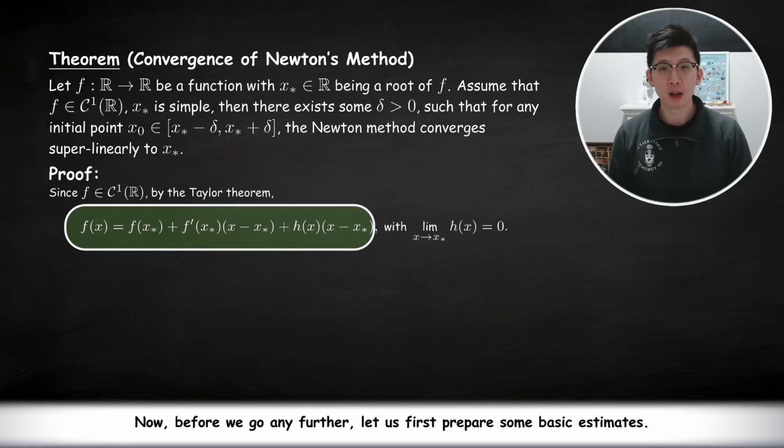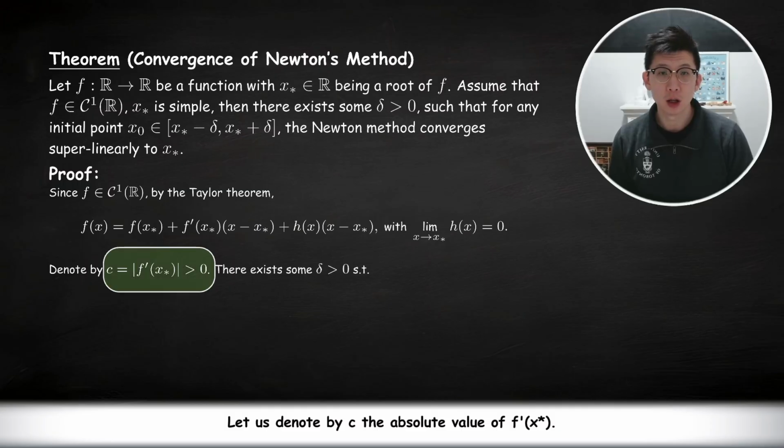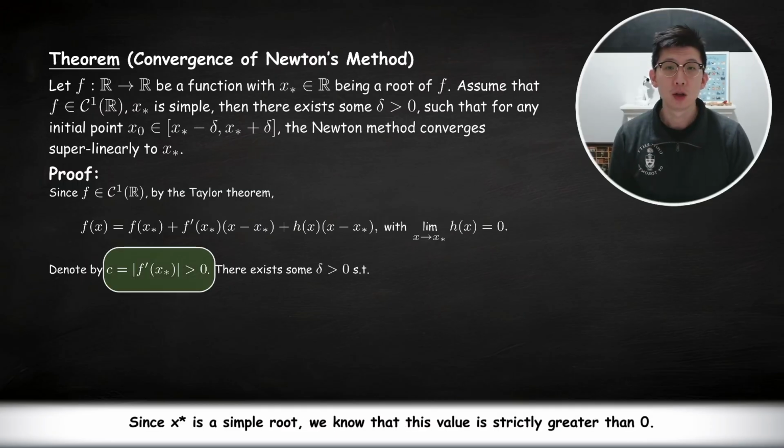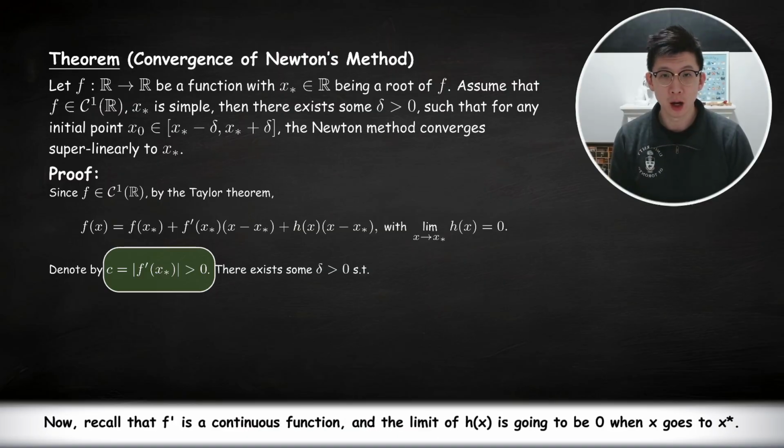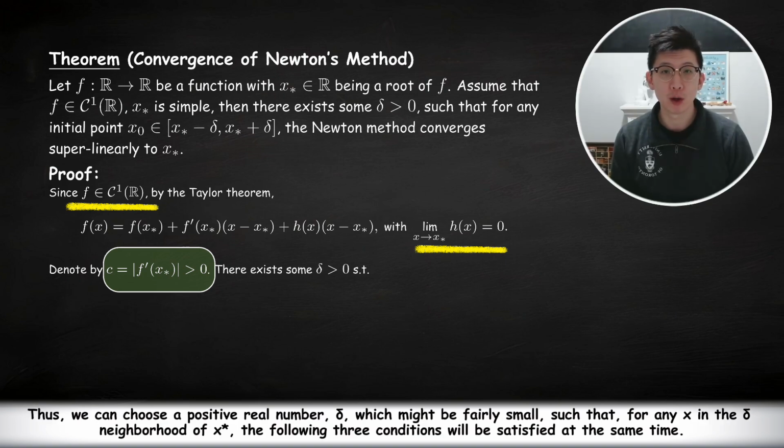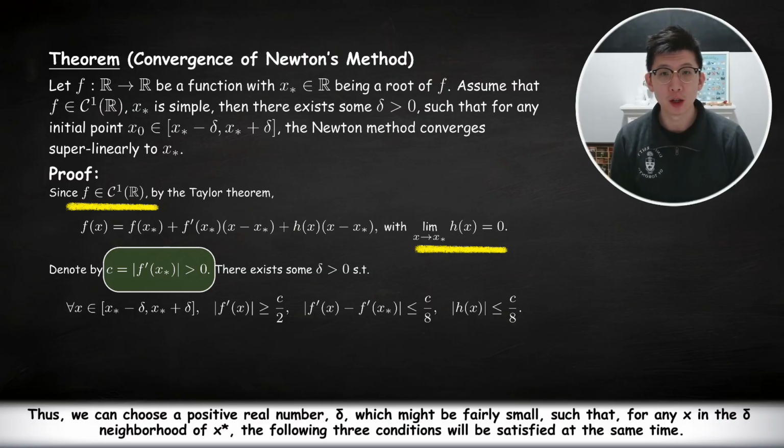Now, before we go any further, let us first prepare some basic estimates. Let us denote by c the absolute value of f prime (x star). Since x star is a simple root, we know that this value is strictly greater than 0. Now, recall that f prime is a continuous function, and the limit of h(x) is going to be 0 when x goes to x star. Thus, we can choose a positive real number delta, which might be fairly small, such that for any x in the delta neighborhood of x star, the following three conditions will be satisfied at the same time.